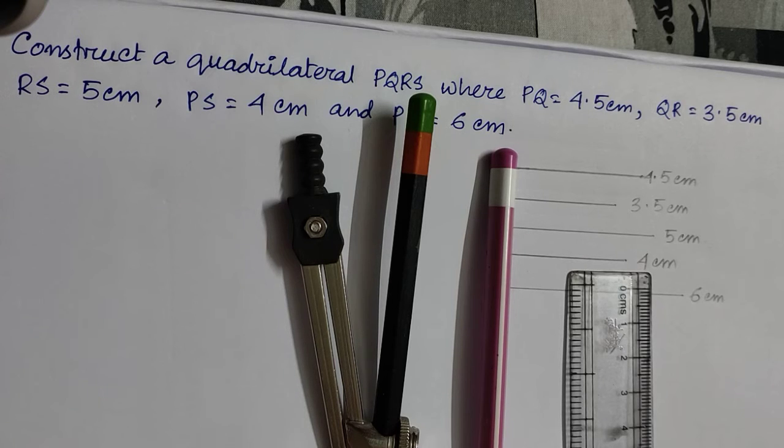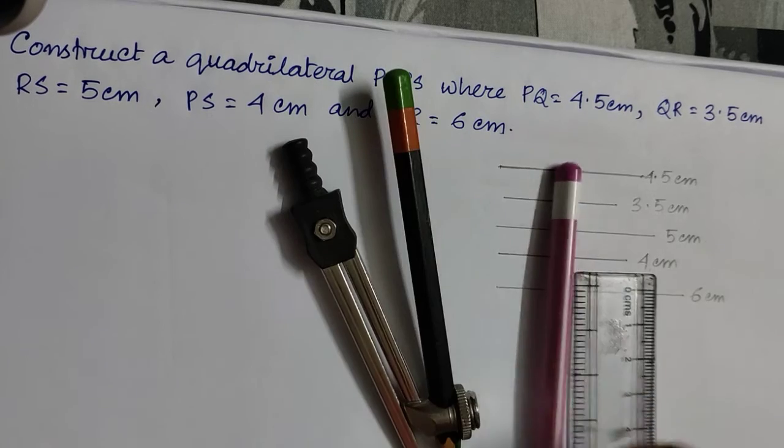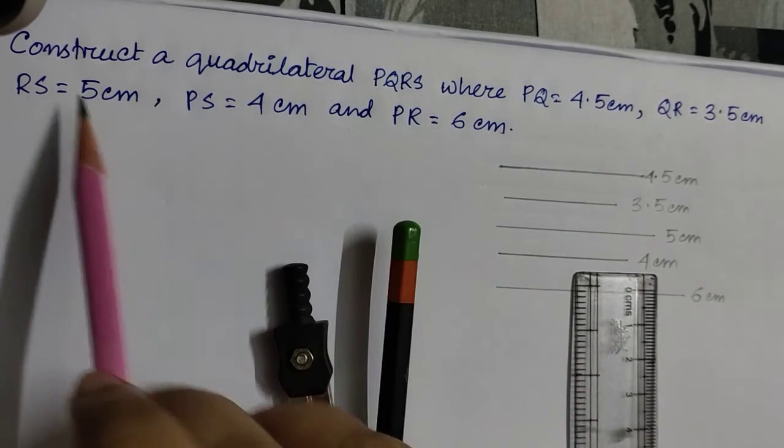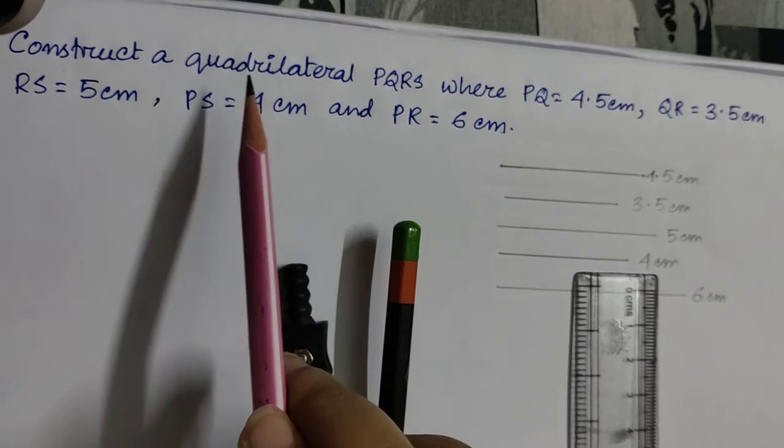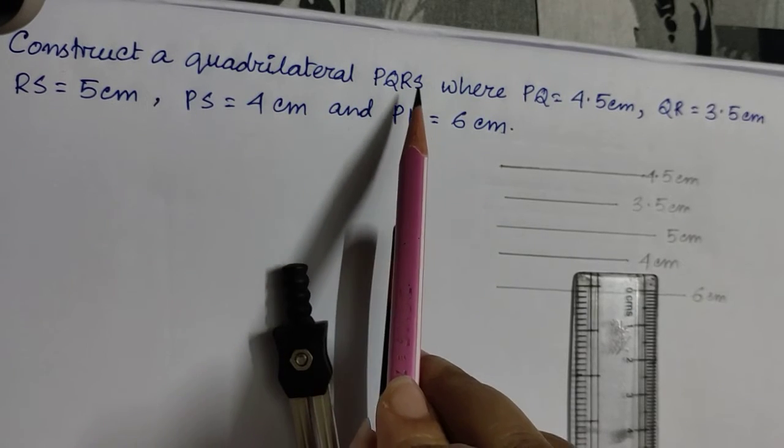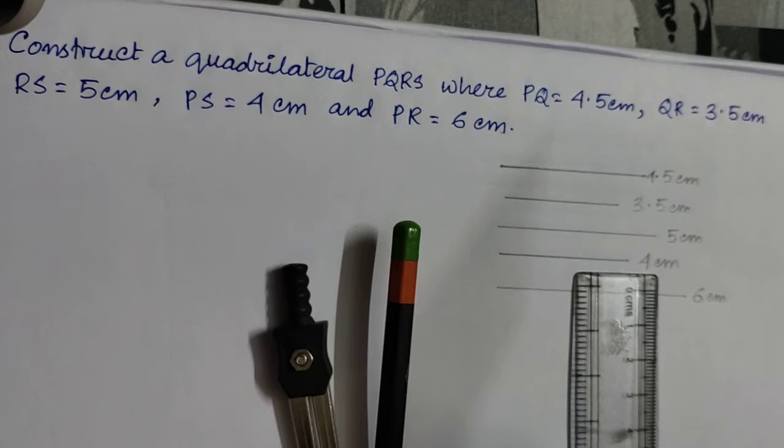So as we know, a quadrilateral has four sides, right? And what is the question given here? Construct a quadrilateral PQRS, the name of the particular quadrilateral, and the values given here.